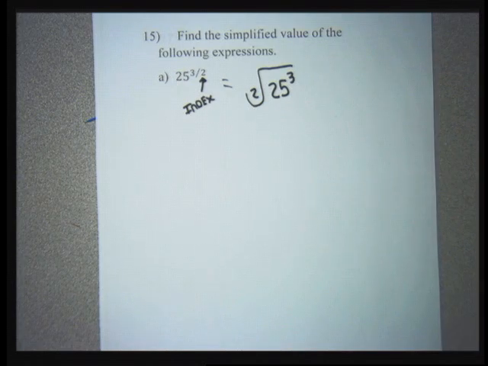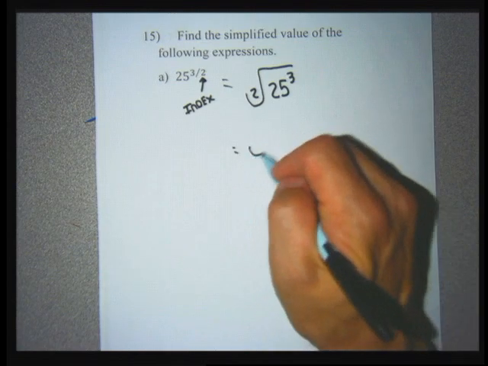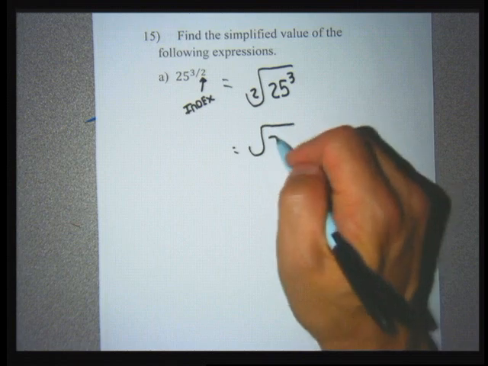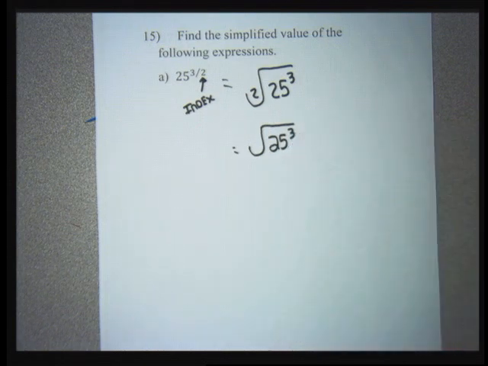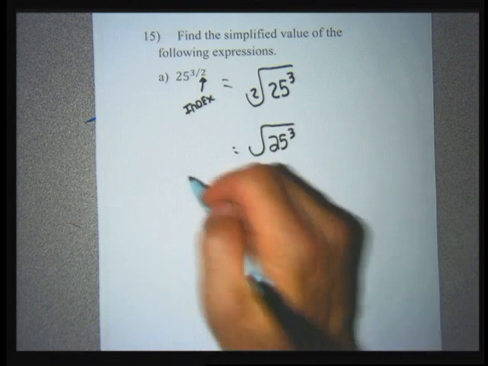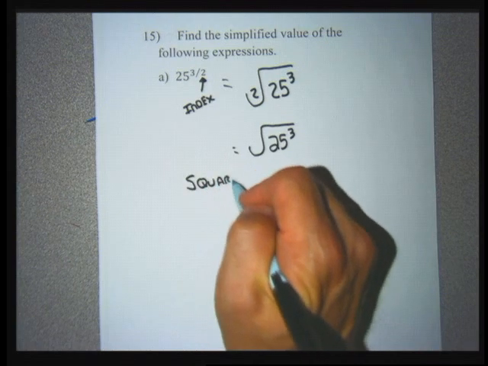Hopefully you remember with radicals that if a number is not written as an index, it's an implied 2. So the original rewrite can be improved upon. And I can think of that as the square root of 25 cubed. And the nice thing about this is you have your choice. You can cube 25 first, or you can square root and then cube. I'm going to square root the 25 and then cube, just because it keeps the numbers smaller.